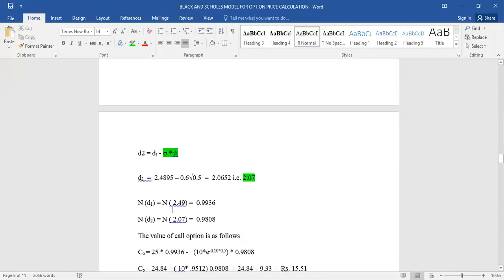It means N(2.49). That means we have to read the area under the cumulative normal distribution function for the 2.49 value. That will be ND1. And similarly for D2, it will be the area under the normal curve for 2.07. That will be ND2. Now let me show you how to read that table. Note down the values. We have to read ND1 for 2.49 and 2.07. Let me also note them down, because I'll be changing the screen now.